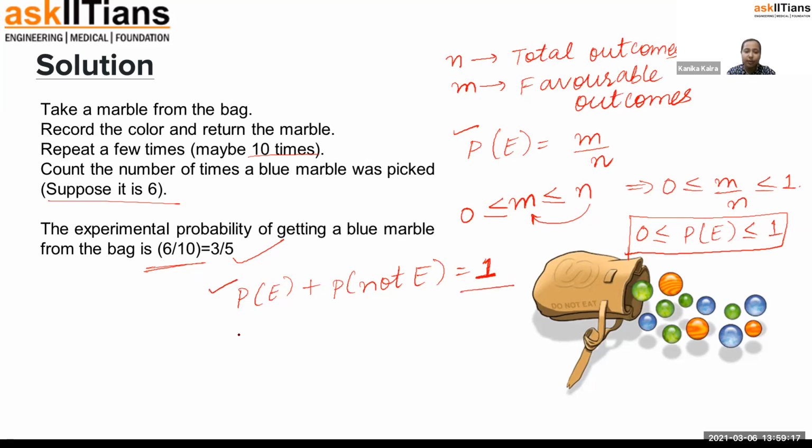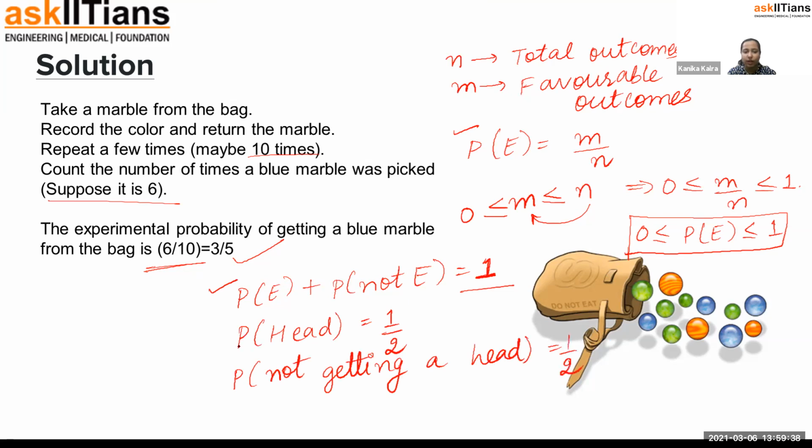And not E means, for example, if the probability of getting a head is 1 by 2, then the probability of not getting a head, that means it's a tail, is again 1 by 2. So this is P(E) and this is P(not E). So this would be equal to 1 by 2 plus 1 by 2, which is equal to 1. Got it? Let's move further.